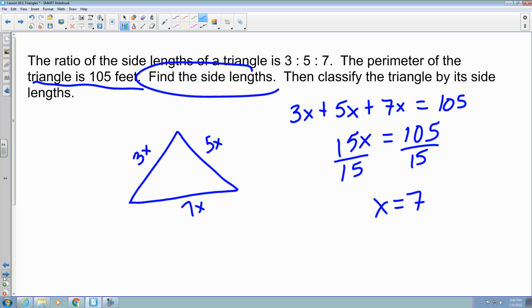So they're asking to find the side lengths. All you're going to do is multiply 7 by 3, 5, and 7, which means I'm going to have side lengths of 21 feet, 35 feet, and 49 feet. And if I were to classify this, all of them are different measurements. So this would be an example of a scalene triangle.